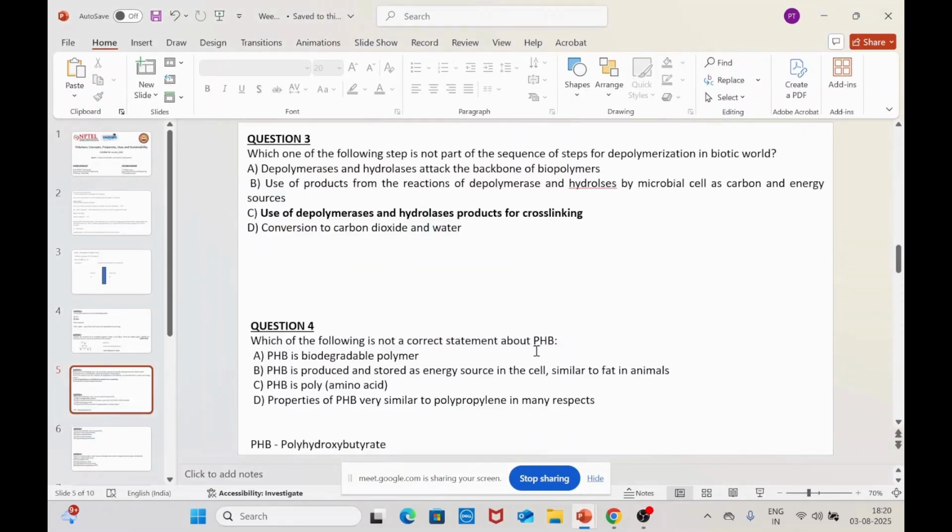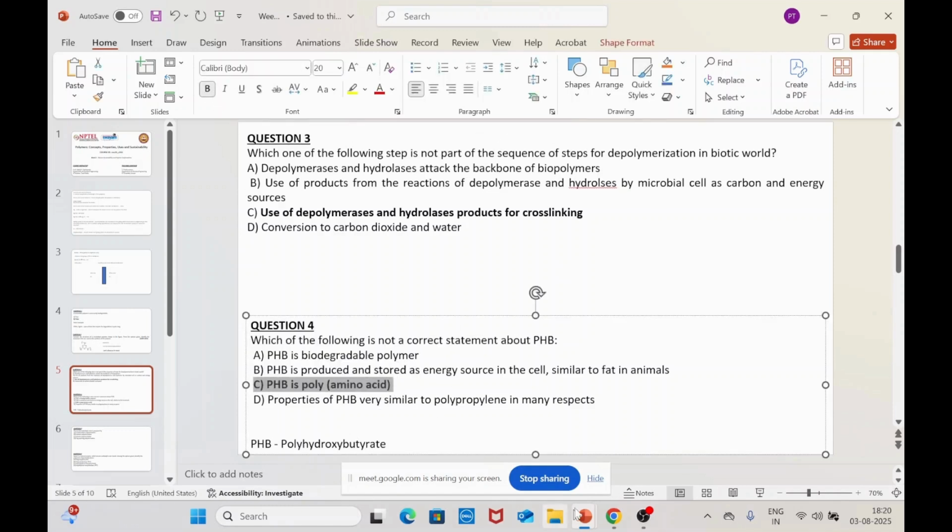So let us come to this question, which is not a correct statement. PHB is biodegradable. PHB is produced and stored as energy source in the cell, similar to fat in animals. PHB is a polyamino acid. Property of PHB is very similar to propylene in many aspects. So somebody has told C as the answer. So what about others?